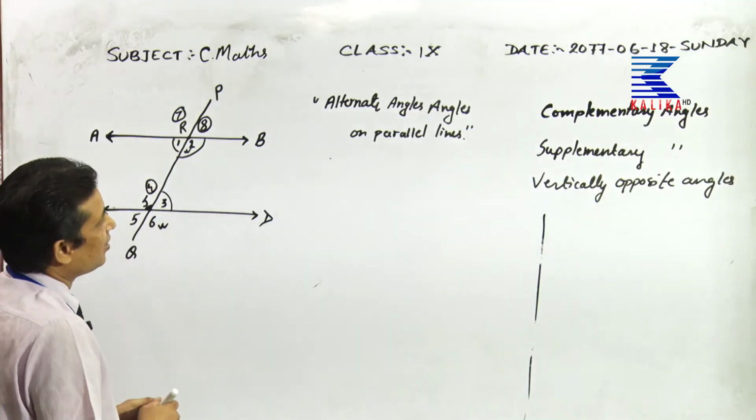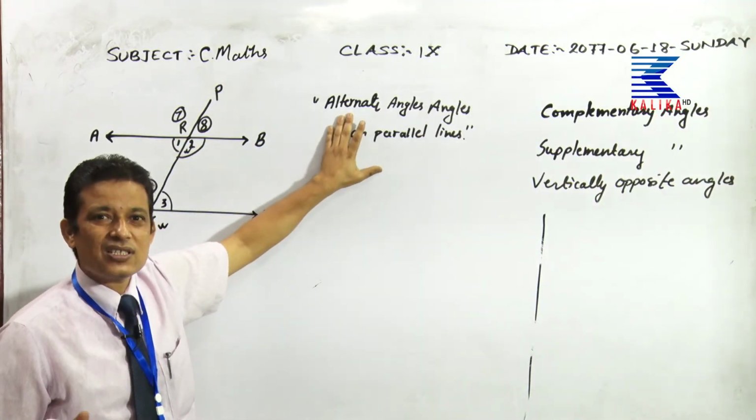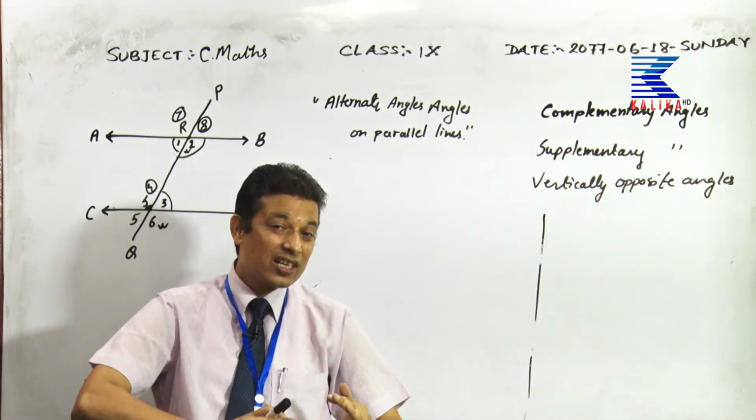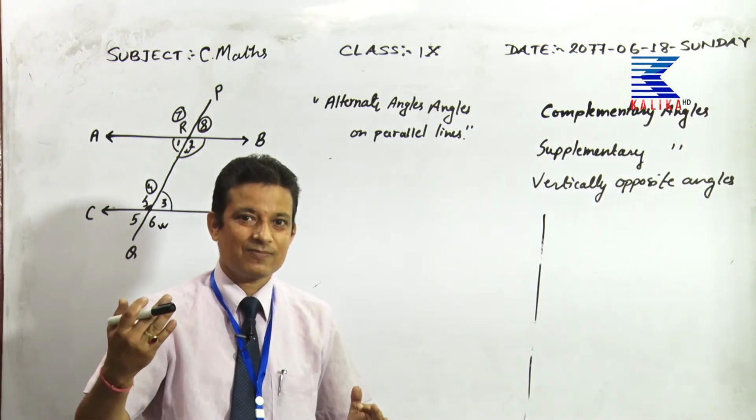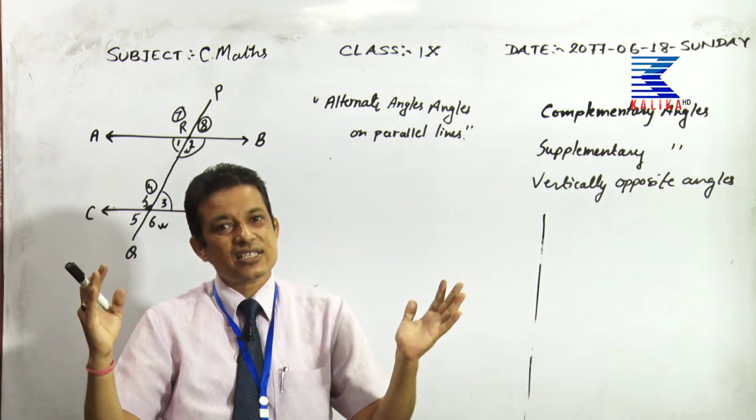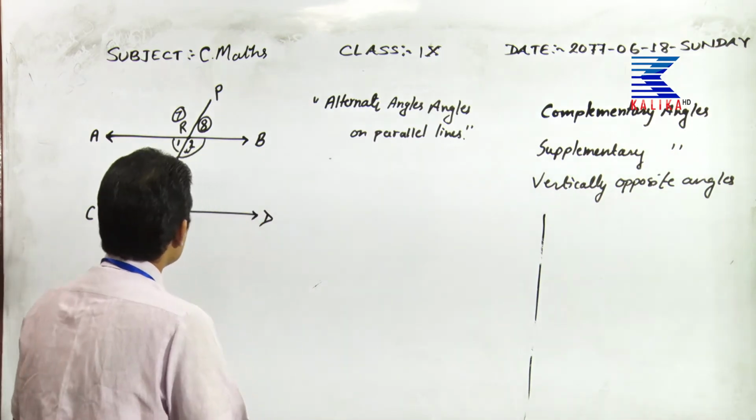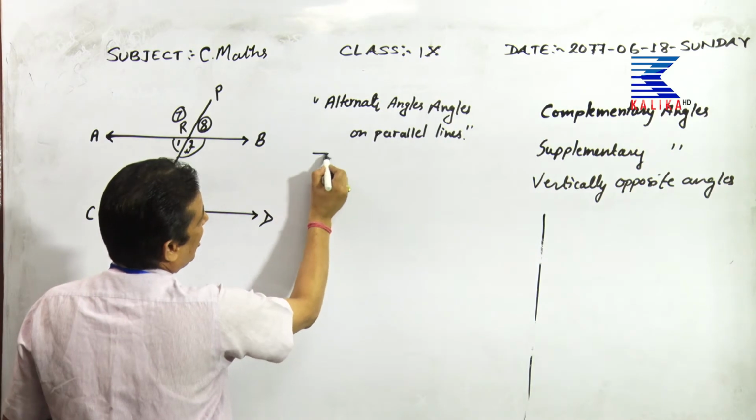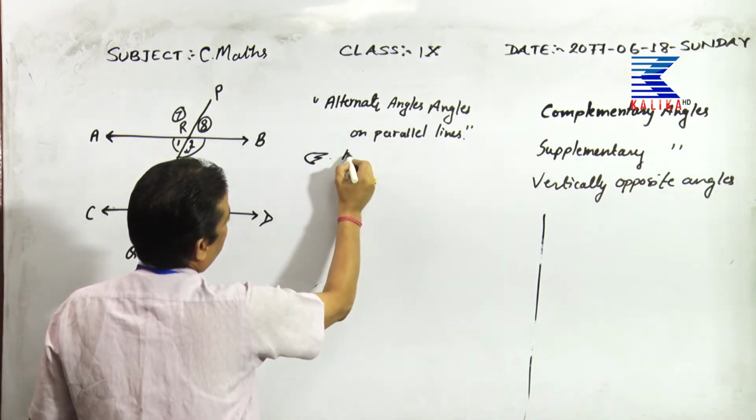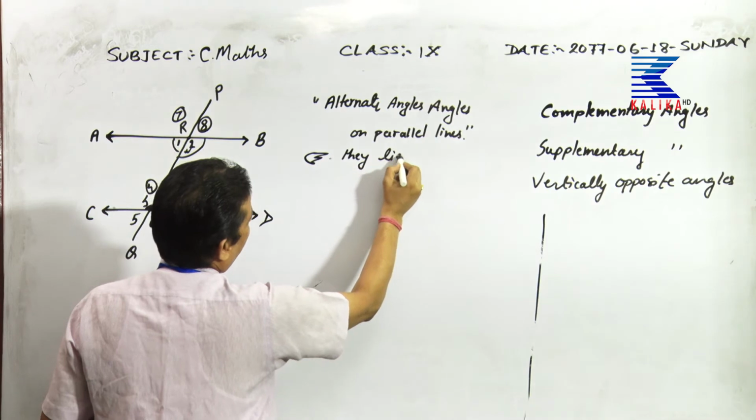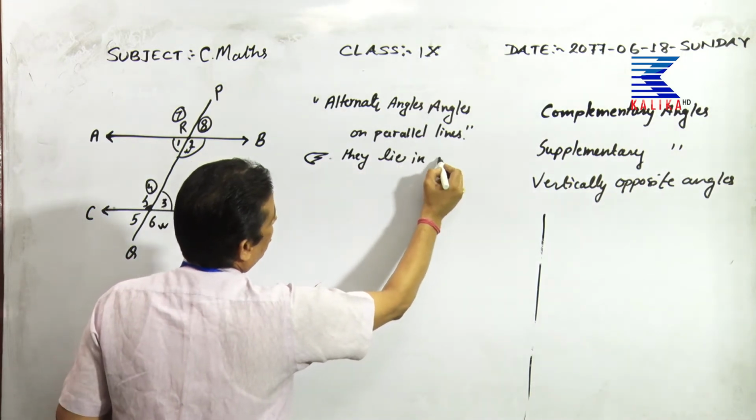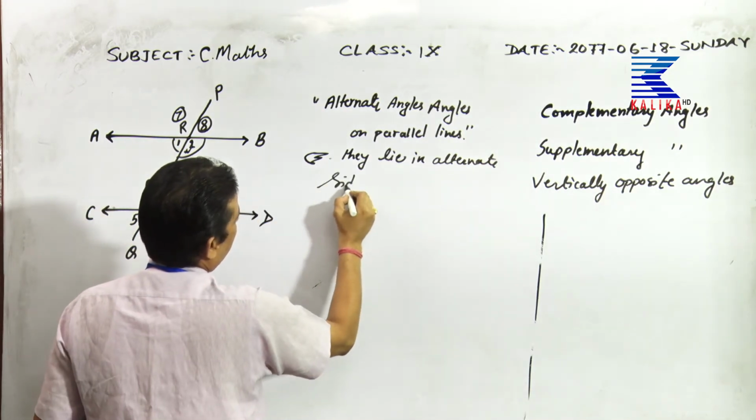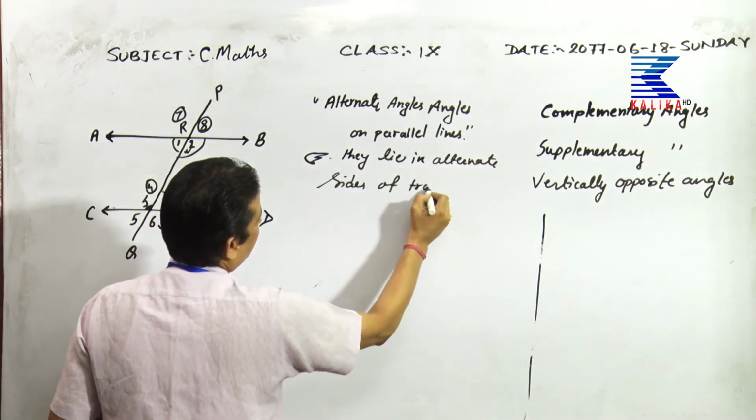Alternate angle, by the word alternate, what does alternate mean? Alternate means in alternate sides of the transversal. This should be in the alternate side of the transversal. And to be alternate angles, the facts are like this: they lie in alternate sides of the transversal.